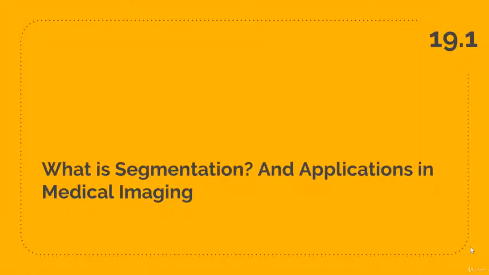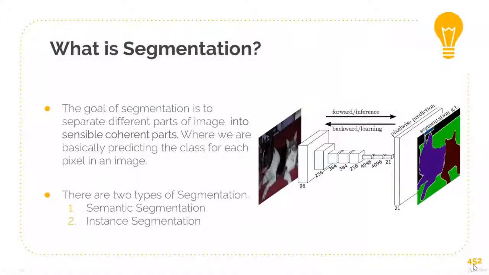Hi, and welcome to section 19.1, where we talk about segmentation and its applications in medical imaging. So what exactly is image segmentation? The goal of segmentation is to separate different parts of an image into sensible, coherent parts. What do I mean by that? You see this cat and this dog, and there's a background: a bed or a couch, some curtains, and a window actually. What we want is to do pixel level predictions. We want to know exactly which pixels belong to the dog, which belong to the cat, and which belong to the objects in the background.